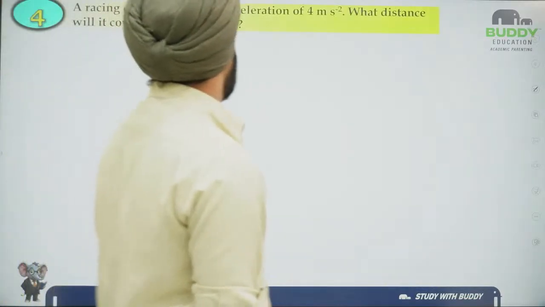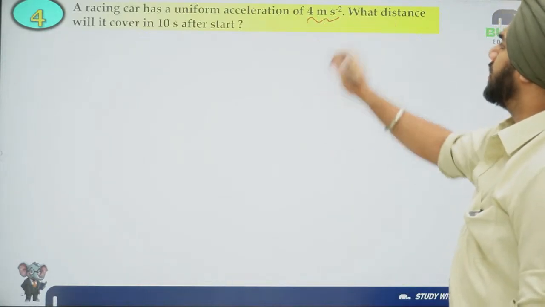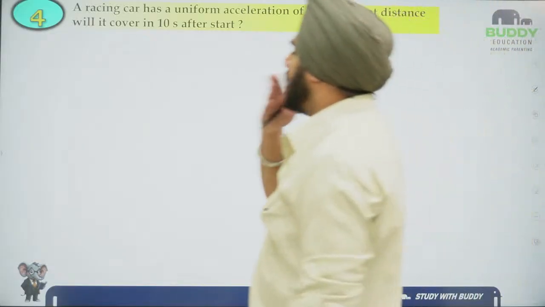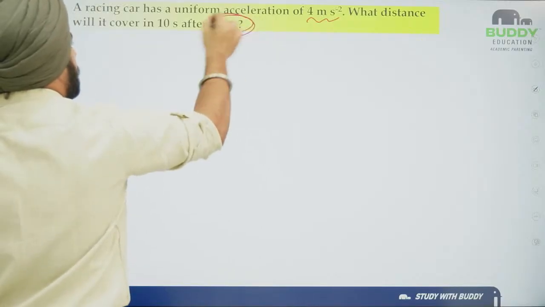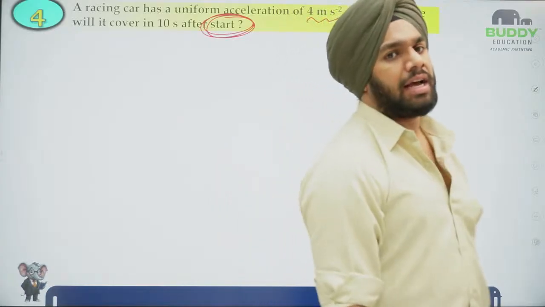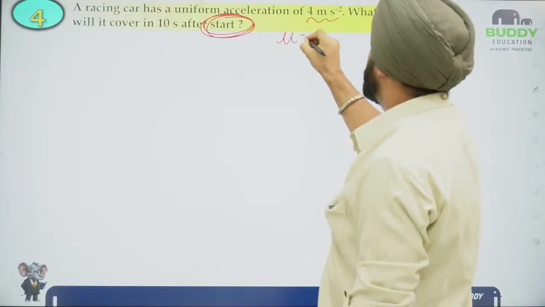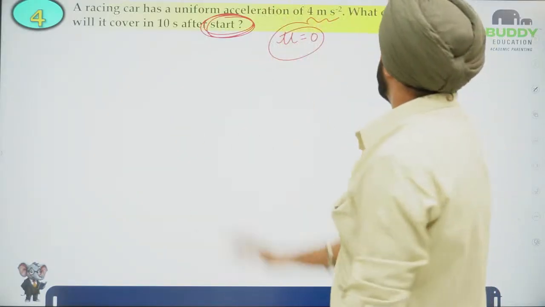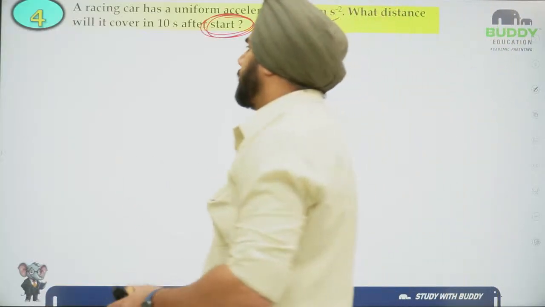A racing car has a uniform acceleration. What distance will it cover in 10 seconds after the start? We are saying that it is just starting, that means initially the car is at rest, so the initial velocity of the car is 0. We are provided with acceleration 4 meter per second square. What distance will it cover in 10 seconds? So it is trying to find out the distance.